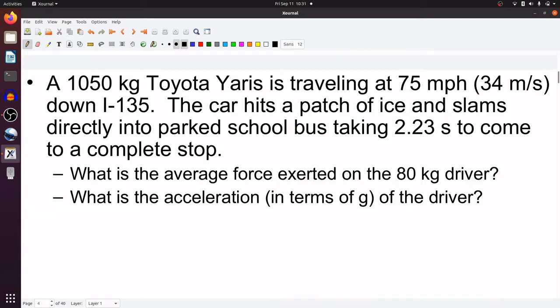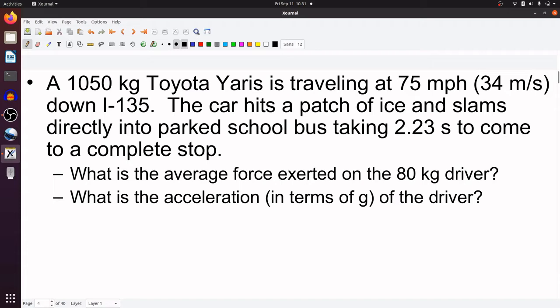All right. Here we go. We've got a 1,050 kilogram Toyota Yaris traveling around 75 miles an hour, 34 meters a second. The car hits a patch of ice, slams directly into a parked school bus, taking 2.33 seconds to come to a complete stop. We want to figure out the average force exerted on an 80 kilogram driver and the acceleration in terms of G of the driver.